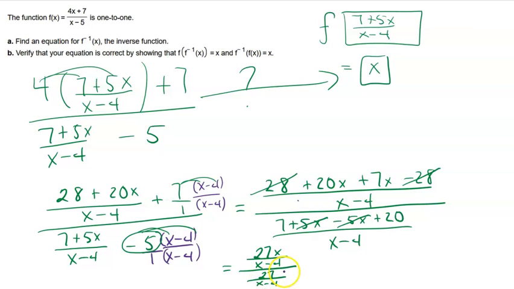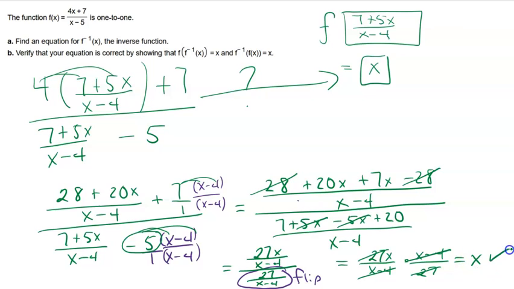Now you know what you do when you have a fraction divided by a fraction. You flip the denominator and multiply. So you have 27x over x minus 4 times x minus 4 over 27. This x minus 4 cancels with that x minus 4, and this 27 cancels with that 27, and that really does give us x. Now, I bet you didn't do that when you tried the homework problem. Everybody's going straight from here to here and just assuming that it's x. But this is the true check to show that it's x.